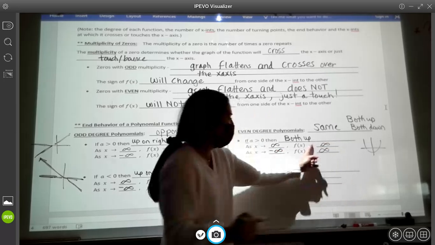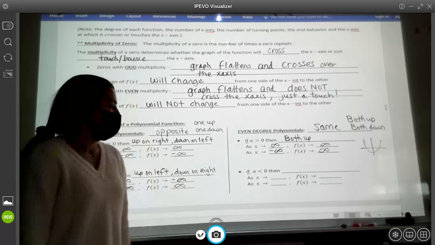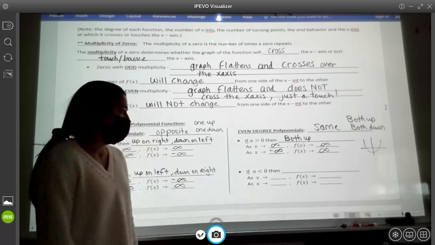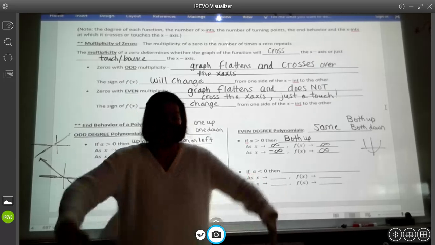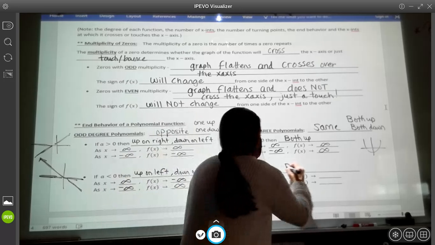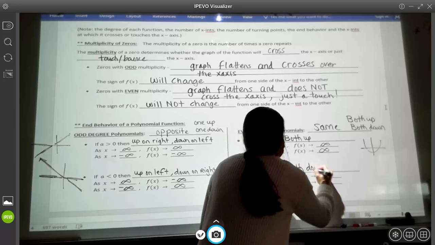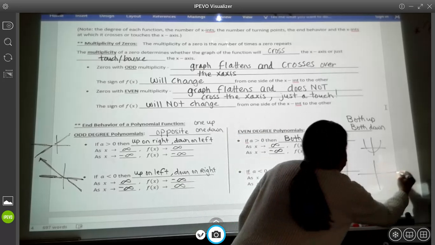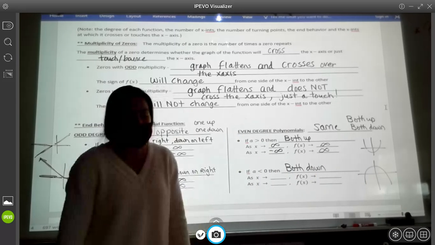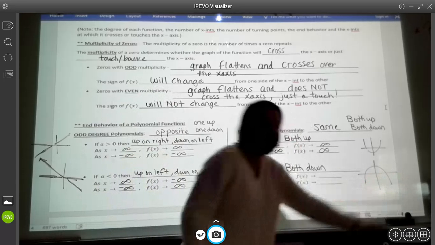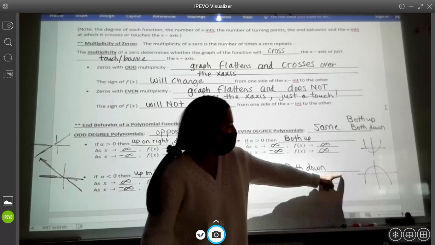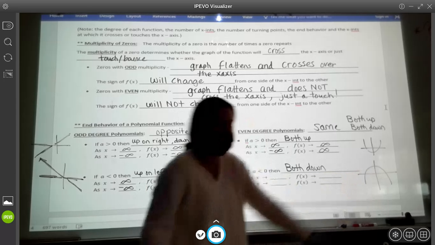Now the end behavior is the same. I'm just going to finish this, guys, and then I'm going to let you go. The last rule was if the leading coefficient a was negative, then it was both down. So on a parabola that opens down, as x went to infinity, f of x went to negative infinity. As x went to negative infinity, f of x went to negative infinity.